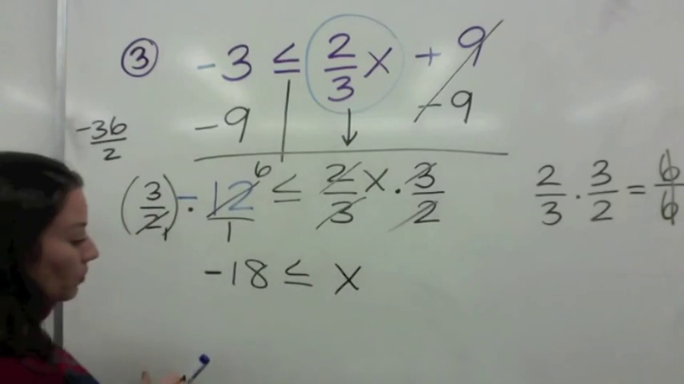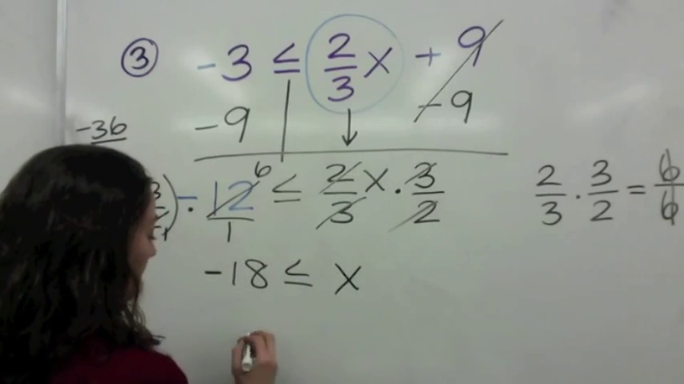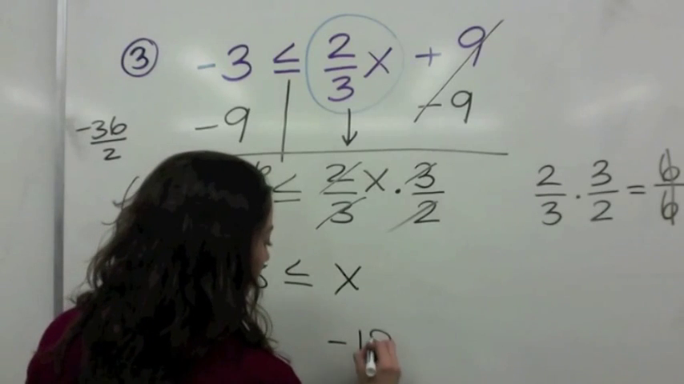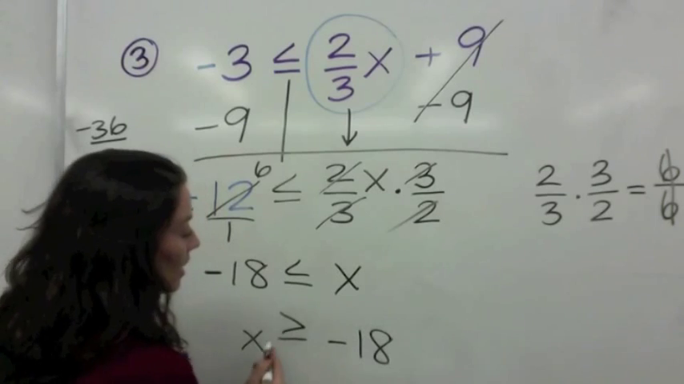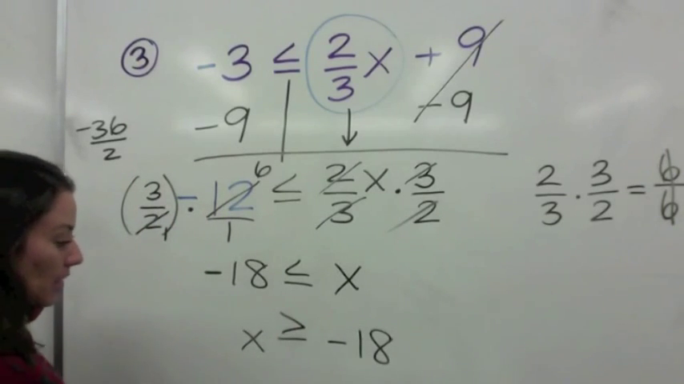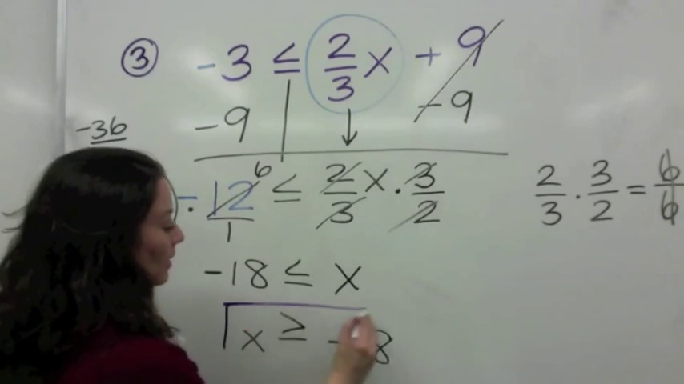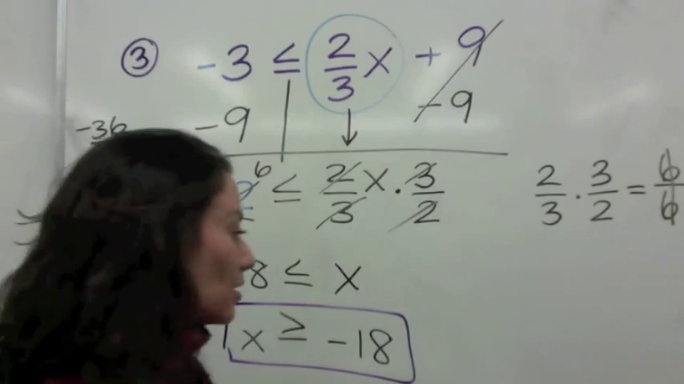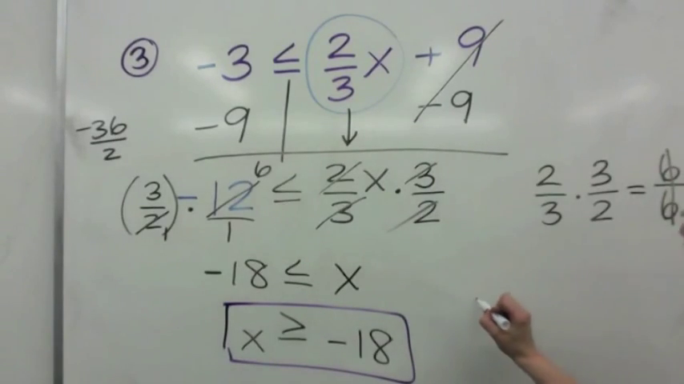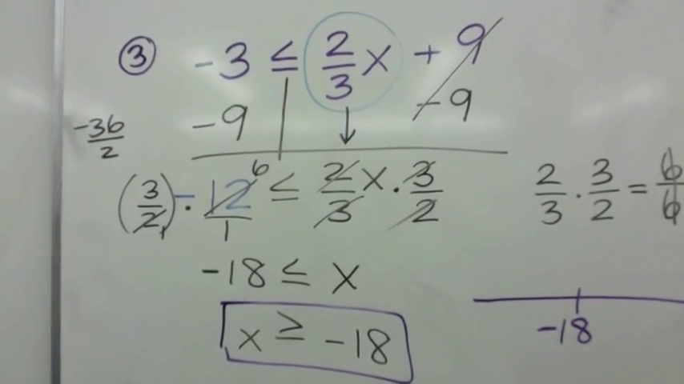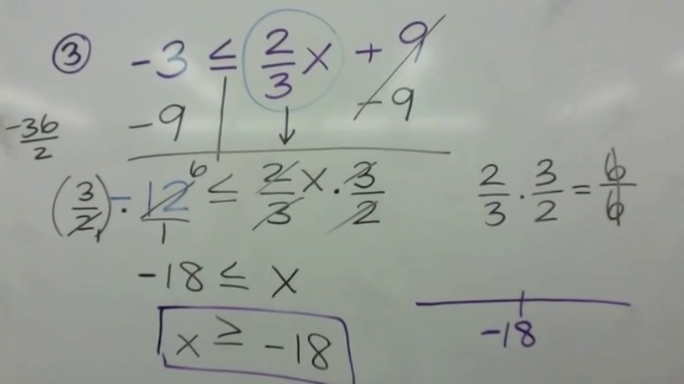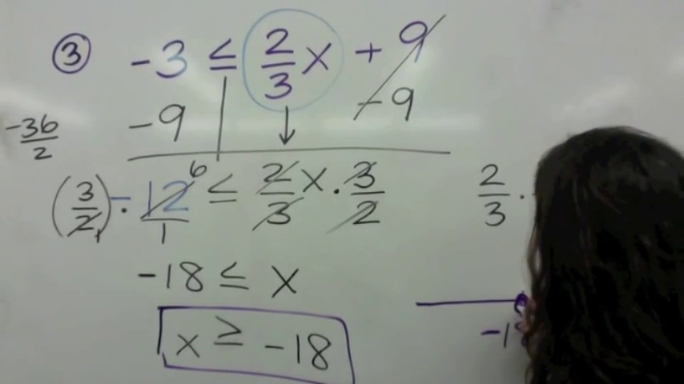So if I switch the places of x and -18, I also must flip that sign. It was less than, I need to make it greater than. And when it is set up like this, then I can graph the solution. The critical value is negative 18. Is it an open circle or a closed circle? What do you think? It is closed because it includes -18.